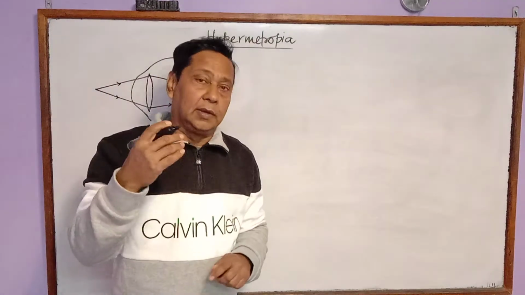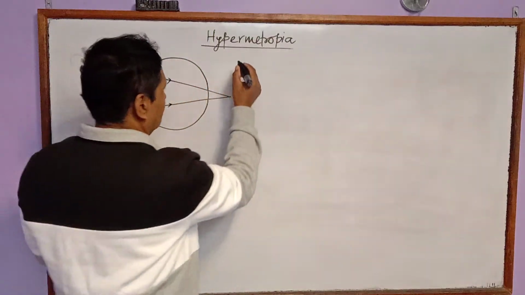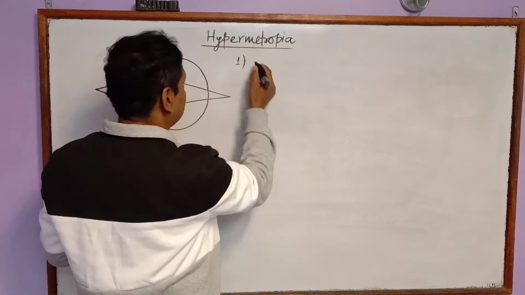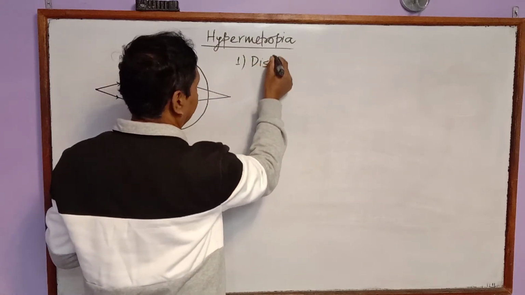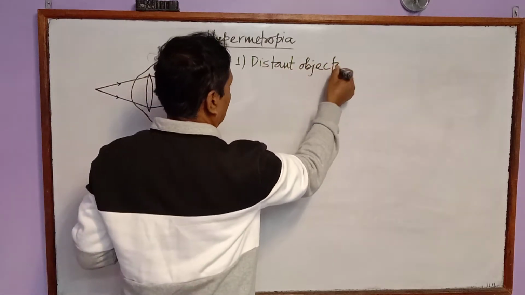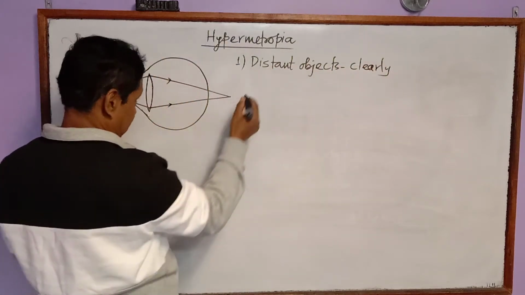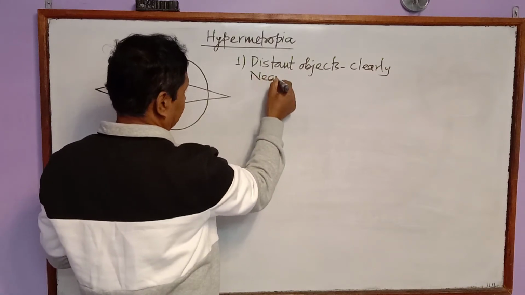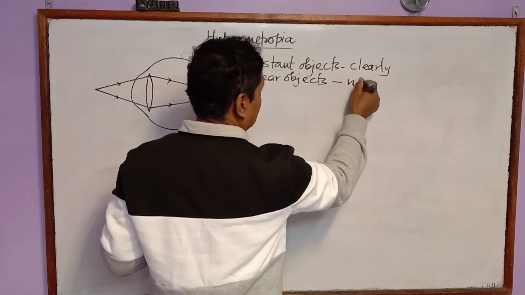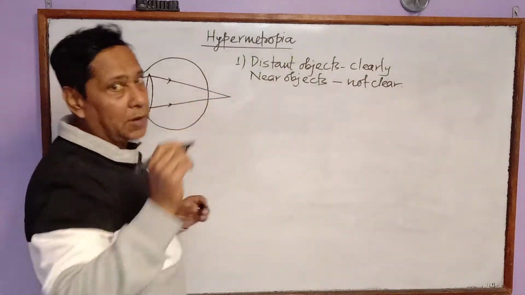If we have to write or say the characteristics of hypermetropia, then we can write these characteristics. Number one, this is a defect in which distant objects can be seen clearly, but near objects cannot be seen clearly. This is one of the prime points.